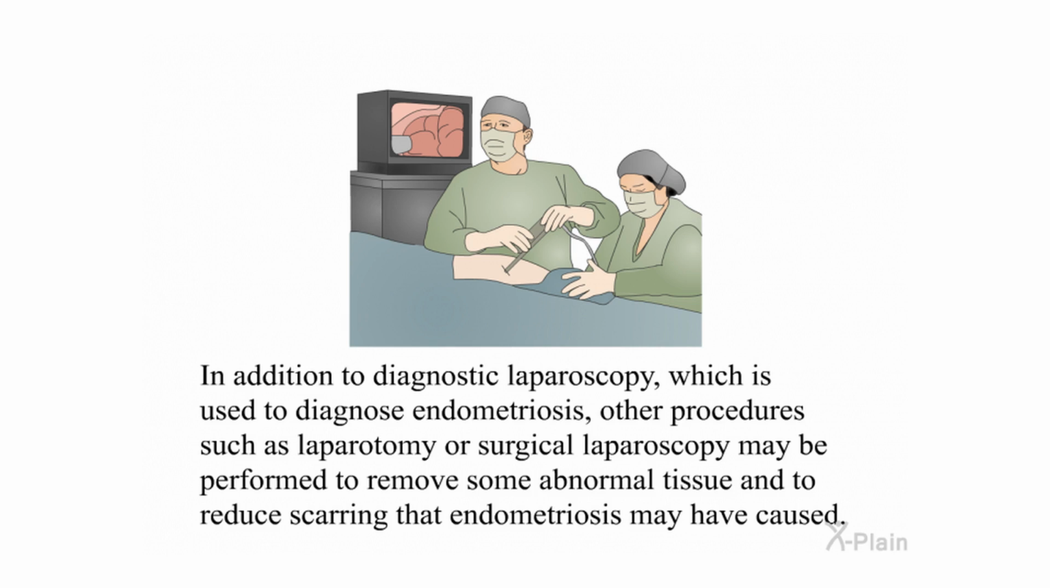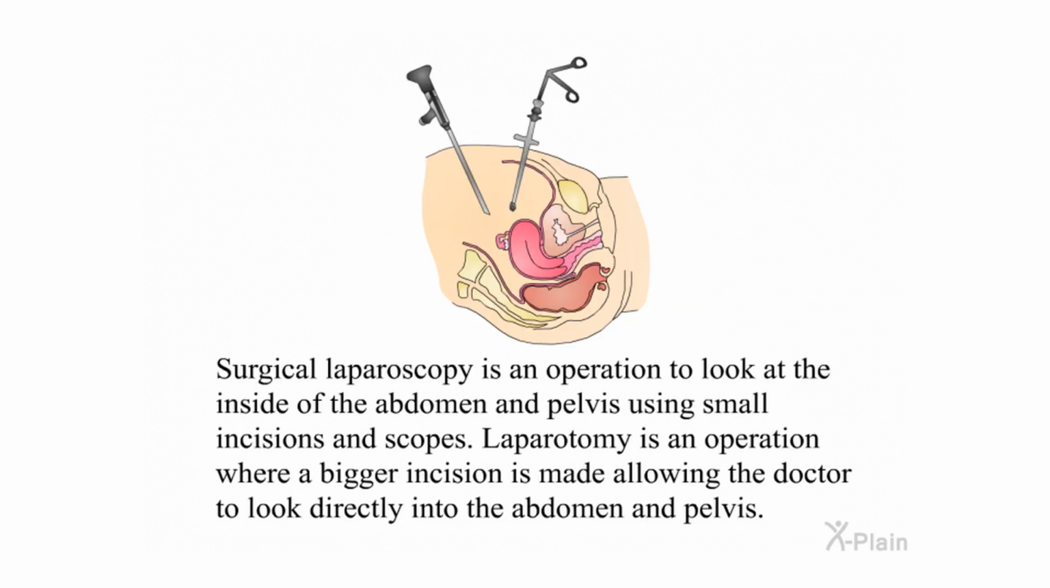In addition to diagnostic laparoscopy, which is used to diagnose endometriosis, other procedures such as laparotomy or surgical laparoscopy may be performed to remove some abnormal tissue and to reduce scarring that endometriosis may have caused. Surgical laparoscopy is an operation to look at the inside of the abdomen and pelvis using small incisions and scopes. Laparotomy is an operation where a bigger incision is made, allowing the doctor to look directly into the abdomen and pelvis.